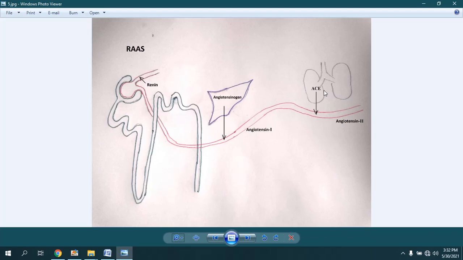So normally that bradykinin and substance P is broken down by the ACE, and when we inhibit the ACE, what will happen? The bradykinin and the substance P will not be broken down. When the bradykinin and substance P are not broken down, what will happen? The dry cough will be there, because the bradykinin will increase the amount of fluid inside the lungs, and that will lead to the cough. So the ACE inhibitors are associated with the dry cough. That is the mechanism.